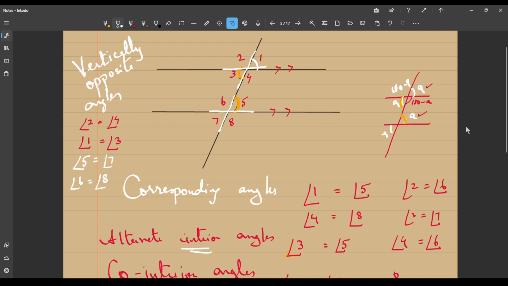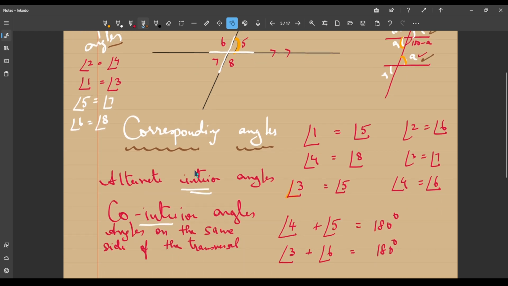I hope now you would be familiar with these terms, vertically opposite angles, and this is the most commonly used. Corresponding angles you should be able to identify as soon as you look at the transversal cutting the parallel lines. And of course you would be able to, because you know this concept. Alternate interior angles are also used often, and co-interior angles. I hope all these terminologies are very clear to you.